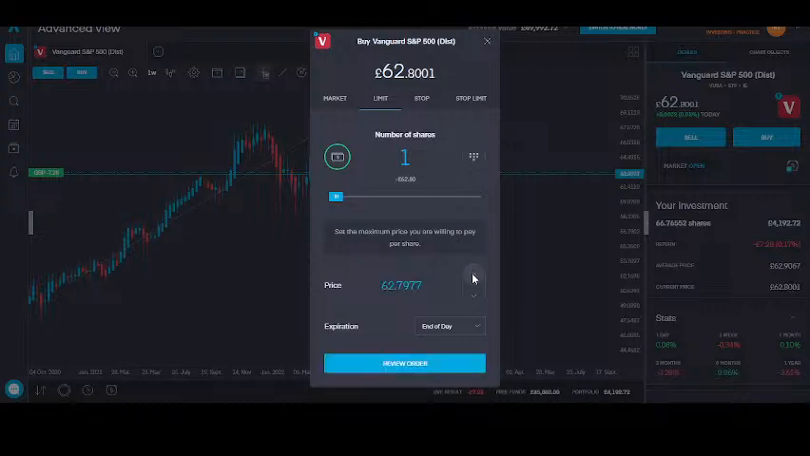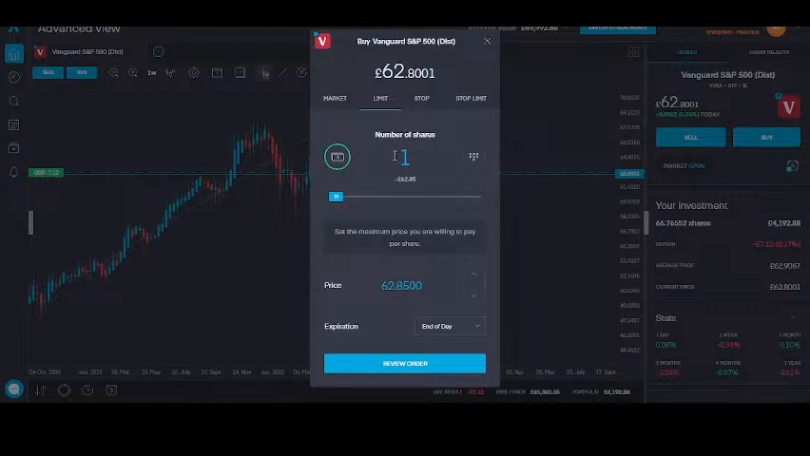So for instance, let's say we were unwilling to pay more than £62.85. Actually, let me just type it because it'll be an awful lot quicker. 62.85. And then you have to choose whether that order is going to expire at the end of the day, or whether it is going to be GTC, good till cancelled. So in other words, if it wasn't able to operate today, but the price fell back to 62.85 tomorrow, if you had GTC selected, that would go ahead and buy your one share at that price tomorrow.